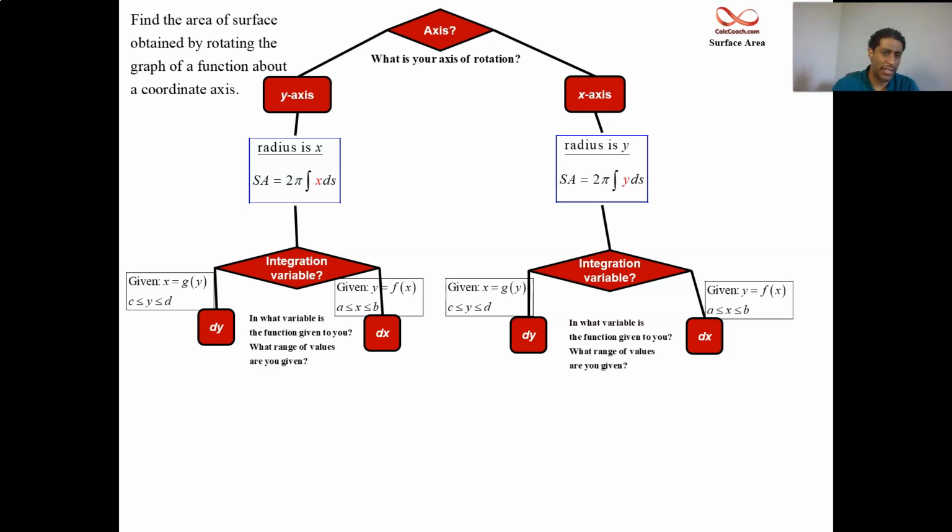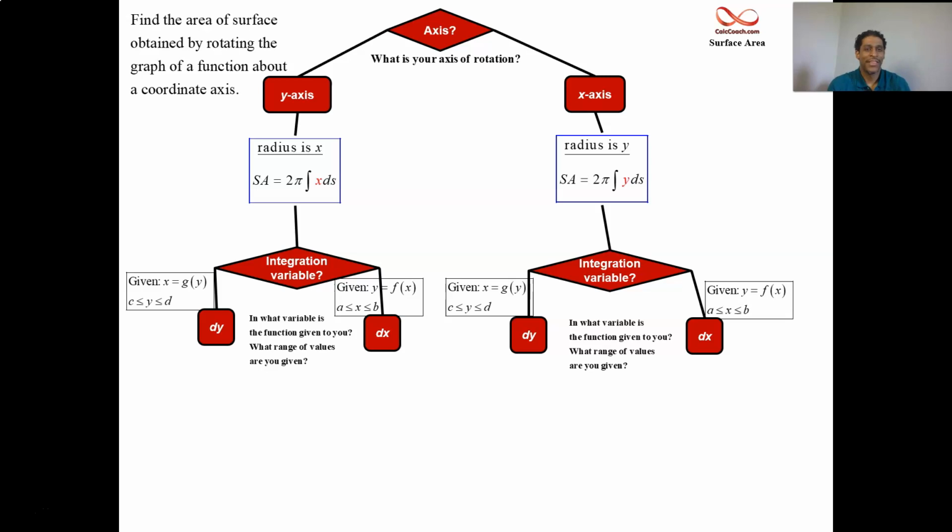Most times what happens is you'll be given a function, and that's telling you which variable to integrate. If you're given x as a function of y, and a y range of values, then you should be integrating in y. If you're given y as a function of x and an x range of values, you should be integrating in x. So in what variable is the function given to you, and what range of values are you given? That tells you which variable you should integrate with respect to.